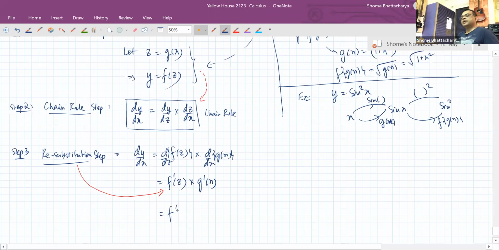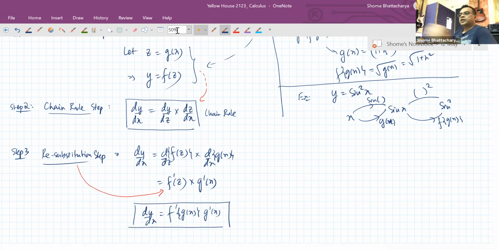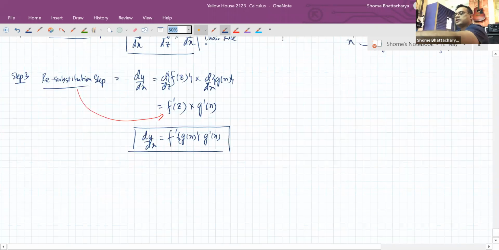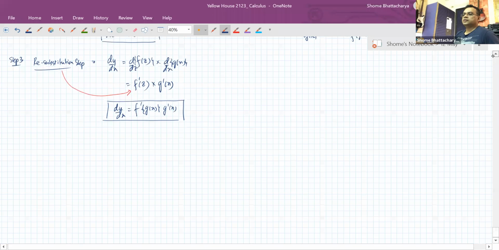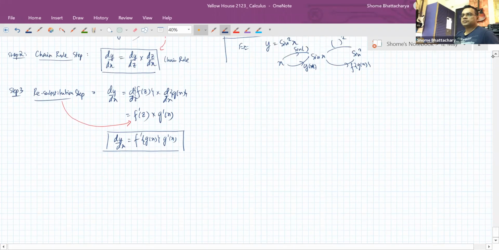It is f prime of g(x) multiplied with g prime x. So that becomes our final answer. Okay. So I'd like you to just go through this and write down these steps carefully. Then we'll do an example and it will be very easy to understand how to apply these steps.